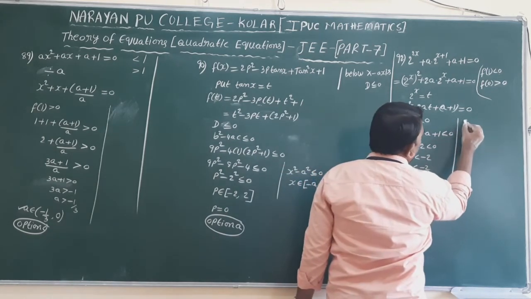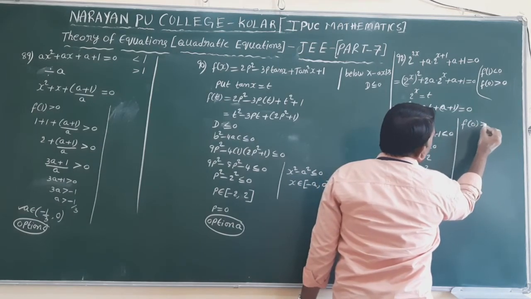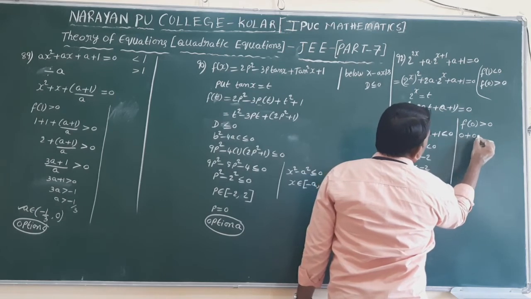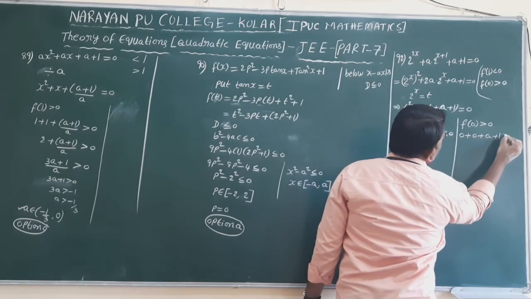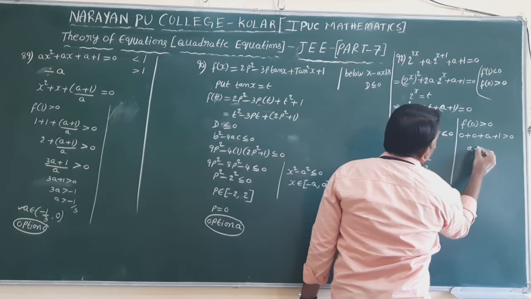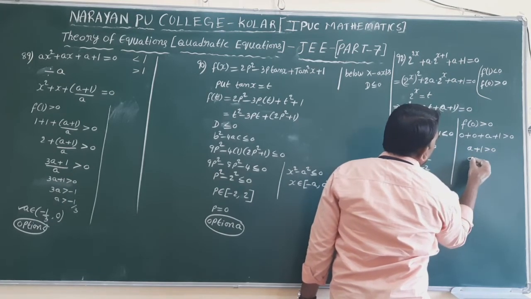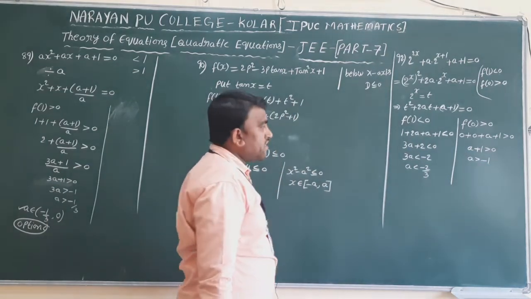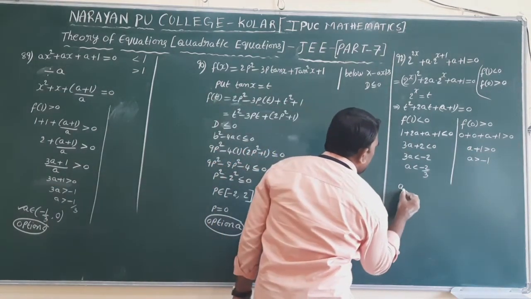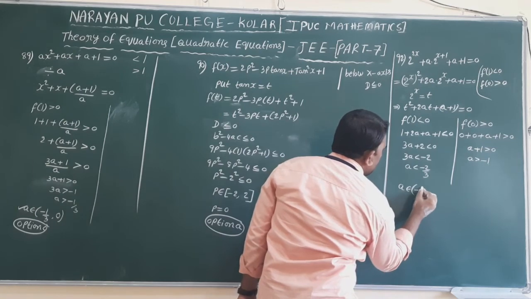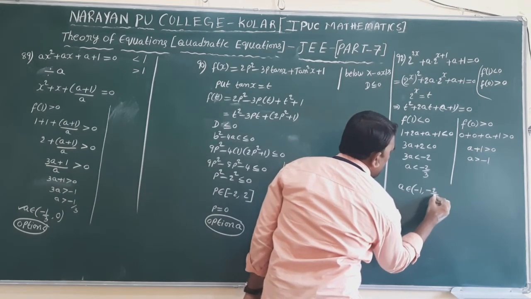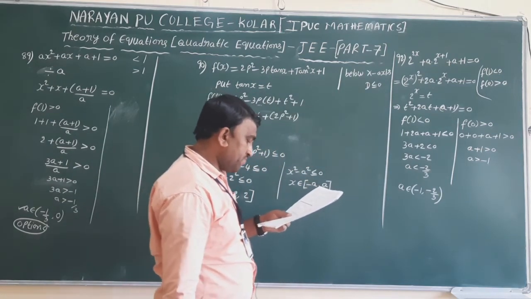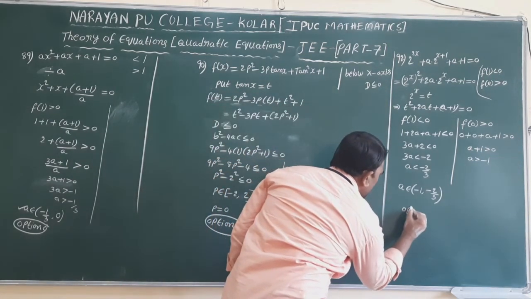Opposite, so you need to take f of 0 is greater than 0. Wherever t is there, substitute 0. 0 plus a plus 1 is greater than 0. A is greater than minus 1. So a is greater than minus 1 and a is less than minus 2 by 3. A belongs to the open interval minus 1 comma minus 2 by 3. Option B is correct one.